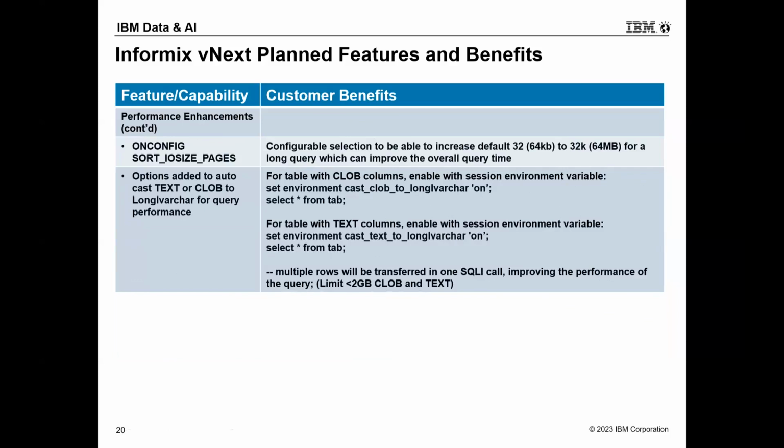There's a new onconfig parameter coming, sort IO pages, IO size pages, a configurable selection to be able to increase the default from 32 to 64 pages, 32K to 64 megabytes for a long query, which can improve the overall query time. Options are added to autocast text or CLOB to LVARCHAR for query performance.